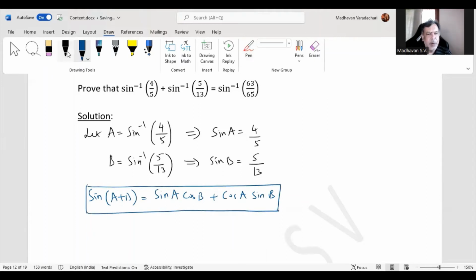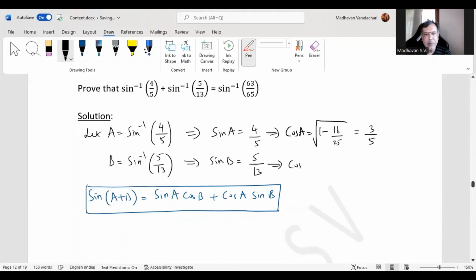So we will be using this identity to solve this. Here we may notice that we require cos values. So this will give you cos of A is square root of 1 minus 4 square, which is 16, over 5 square, which is 25. So that will give you 25 minus 16, which is 9, so 3 by 5. Cos B will be square root of 1 minus 25 by 169, which is 144 by 169 under root. So it is 12 by 13.